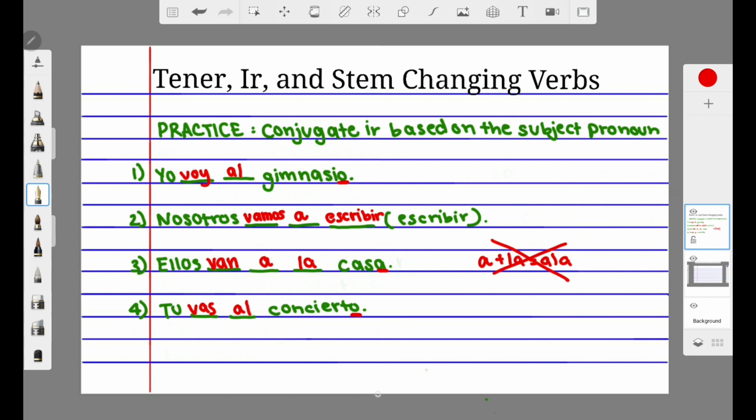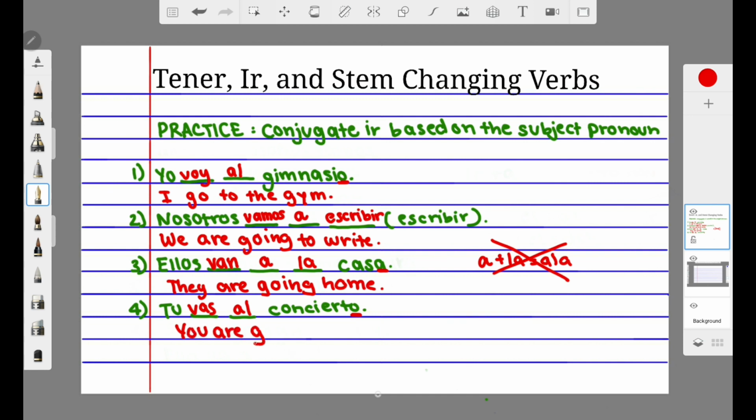So then this is I go to the gym. We are going to write. They are going, literally it's to the home, but they're going home. And you are going to the concert.